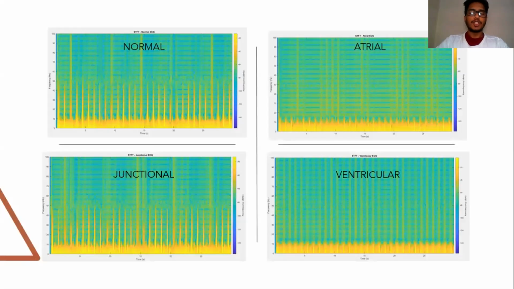As you can see, the majority of the signal frequency is below 50 Hz for all ECG signals, which we also found in the ECG frequency spectrum. Different types of ECG signals can be differentiated based on the respective STFT spectrograms. It is important to note that normal and junctional ECG signals have similar STFT spectrograms.